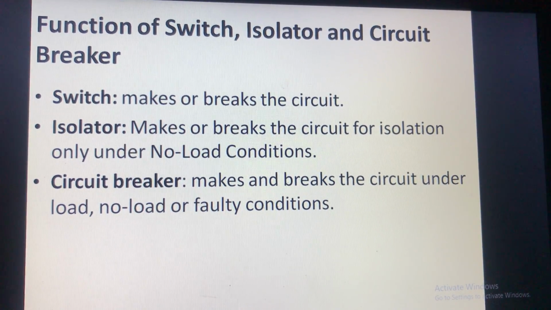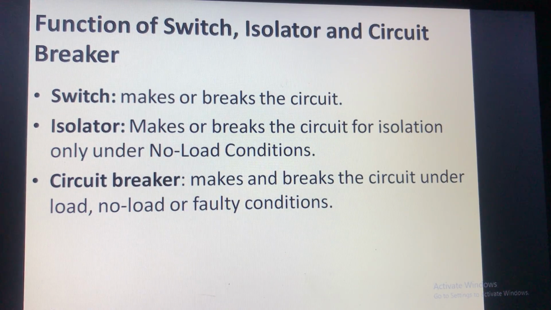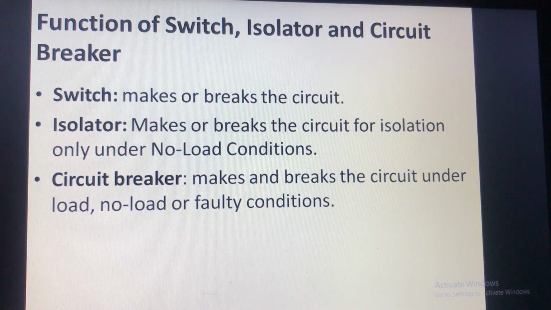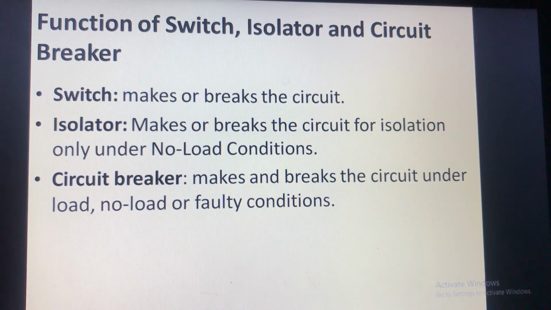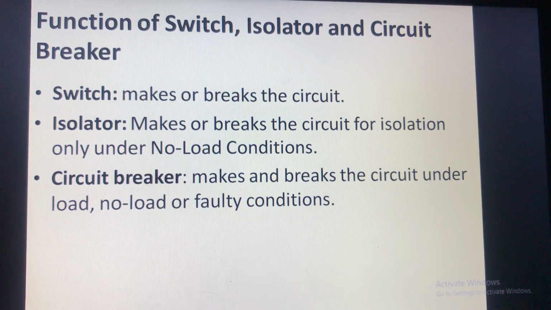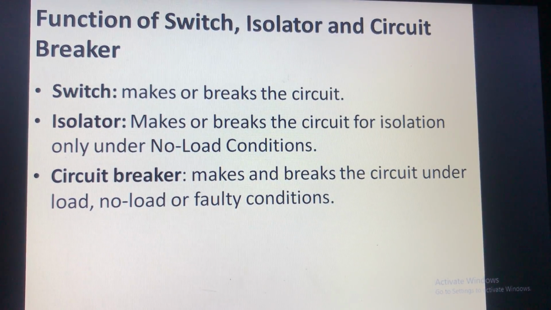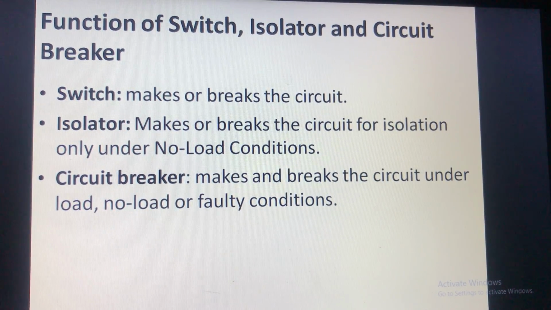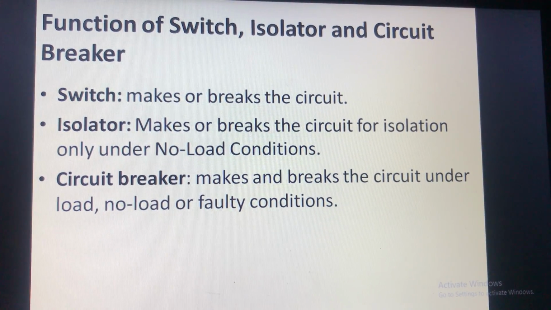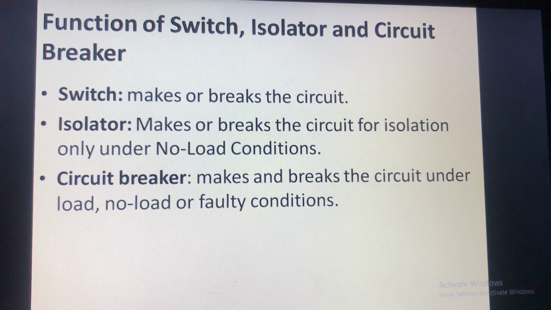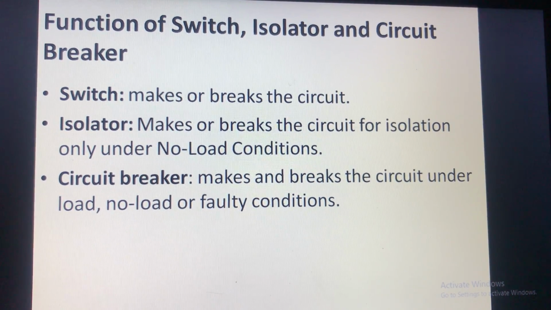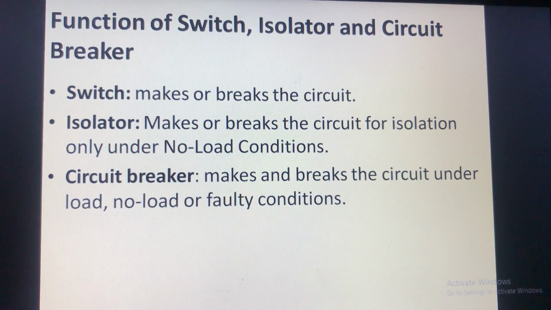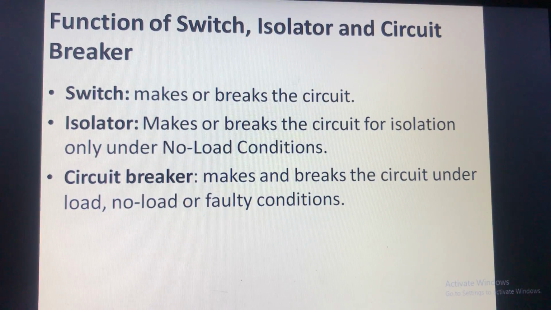If we want to isolate some section, for example, the isolators are connected on both sides of the circuit breaker. When maintenance work is required on the circuit breaker, we have to open both the isolators which are connected on both sides of the circuit breaker. So it should be operated only on no load conditions. It makes or breaks the circuit only for isolation purposes, but only under no load conditions.